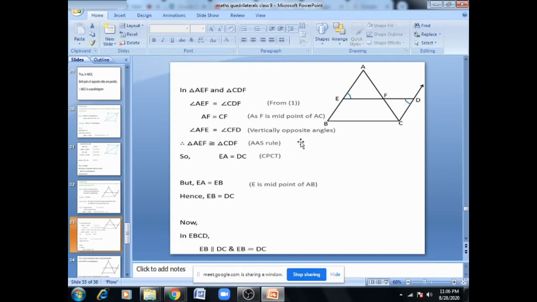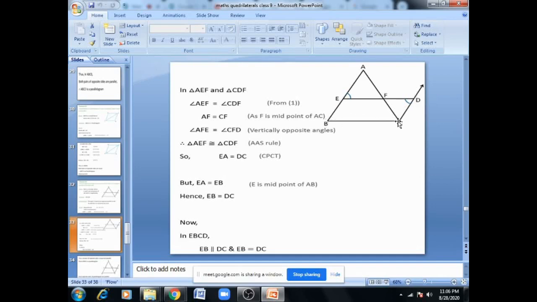But if you look at the given information, this EA is equal to EB because E was the midpoint of AB. Therefore, from these two equations, we can conclude DC is equal to EB. Hence, EB and DC are two equal sides. Now, if we look at this quadrilateral EBCD, earlier by construction we have said EB is parallel to CD, and now EB is equal to DC.